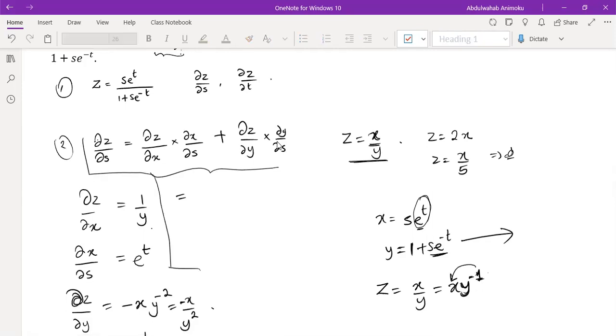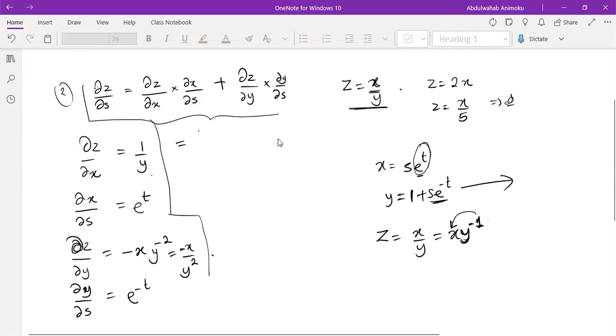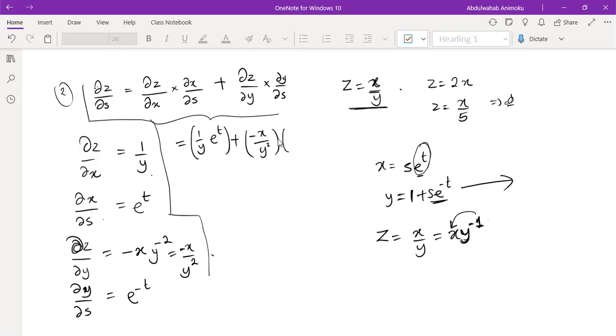right? Let's not mix them up. Okay, now let's just substitute that. Del z del x is giving us 1 over y. So this is 1 over y times e raised to power t. This is dx ds, plus del z del y, which is minus x over y squared, multiplied by, so let's put a bracket around, multiplied by del y del s, e raised to power minus t. So we can quickly write this as e raised to power t over y, then minus x e raised to power minus t over y squared.